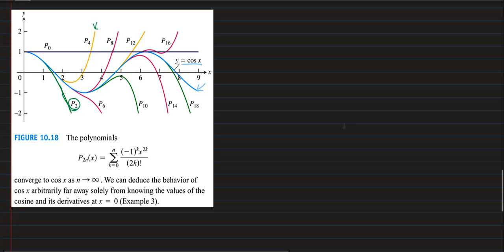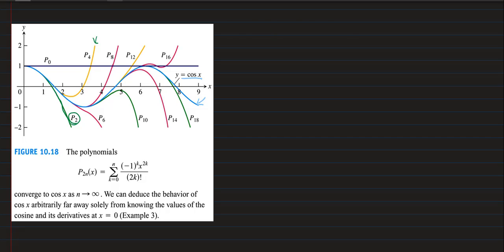Now I'm going to give you some helpful information right now. Frequently you can get a power series for a function by manipulating a known series.